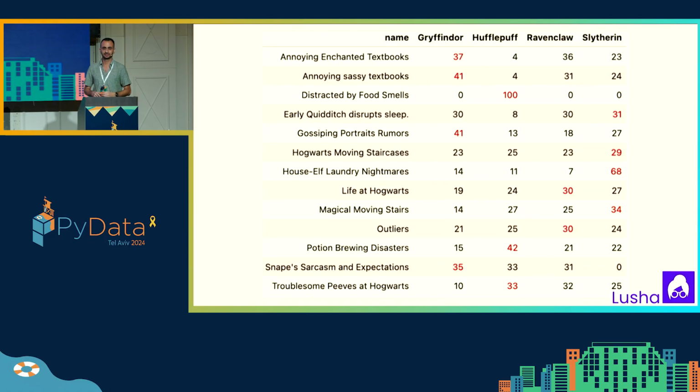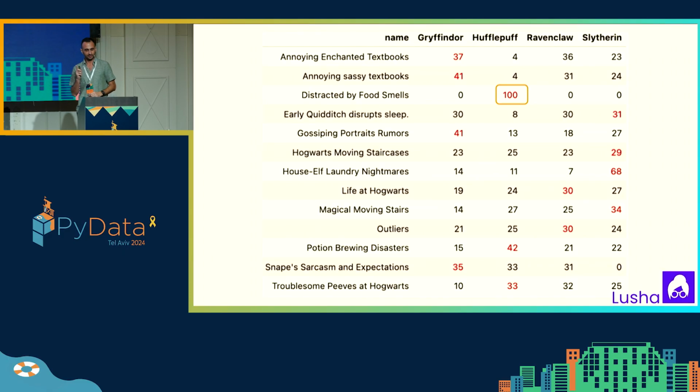So let's start deriving insights. This is a table I created based on the topic model, which shows you the percentage distribution of the houses per each issue. So for example, in the first topic, annoying enchanted textbooks, we can see that the house of Gryffindor is the most bothered by this issue. And already we can see two curious observations.